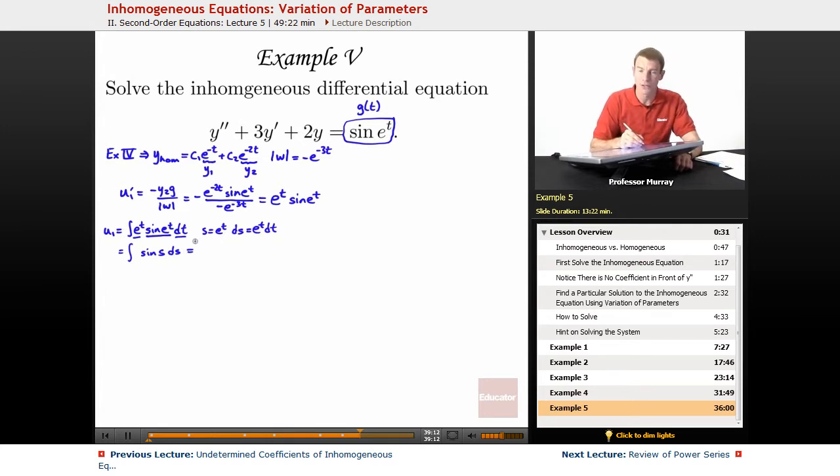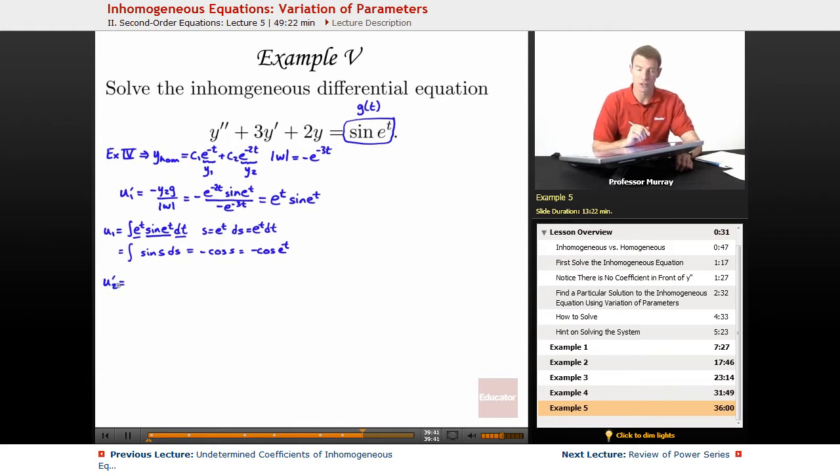And so the integral of sine s is negative cosine s, which is negative cosine of e to the t. So that was just a little substitution. It might be worth reviewing the Calculus 1 lectures for substitution here on Educator.com if you're a little rusty on how to make substitutions in integration. Let me show you the next step, which is to figure out u2 prime.